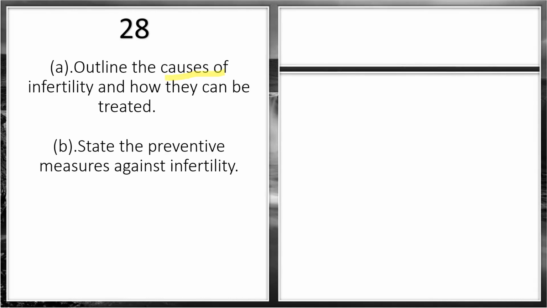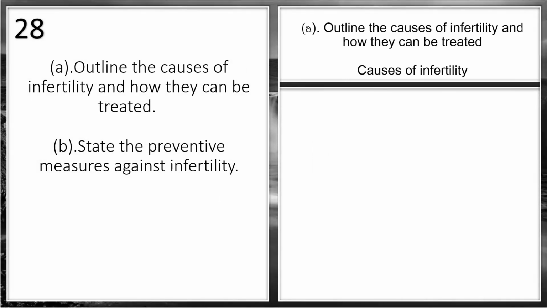Outline the causes of infertility and how they can be treated. State the preventive measures against infertility. Outline the causes of infertility and how they can be treated. We can start with the causes of infertility.